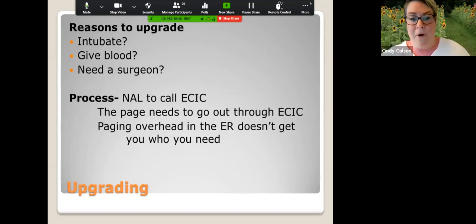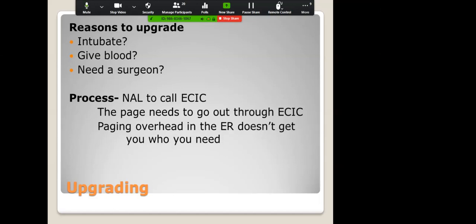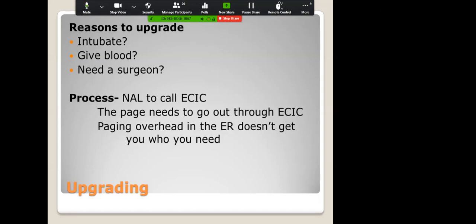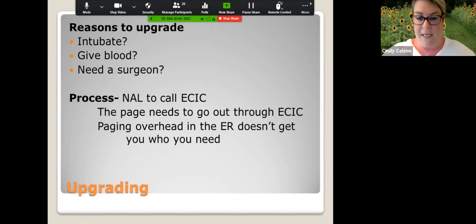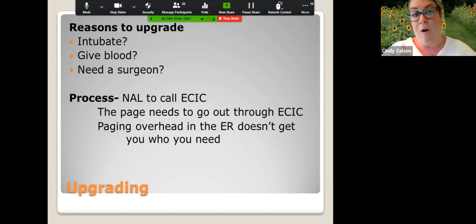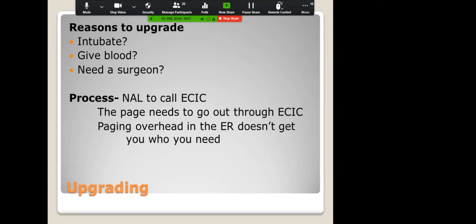And then the process for upgrading is to make sure the NAL knows. The NAL will call ECIC and get that process started. But if the only person that knows that you need to upgrade is the unit clerk and they just do the page overhead, that only happens in the ER, but you have to call ECIC to get the page overhead through the whole hospital. And we want to make sure that the right people come. We want to make sure that the PICU comes. We want to make sure that the attending surgeon comes.